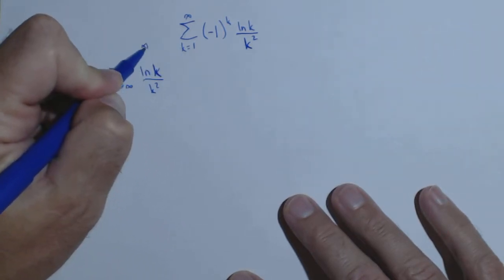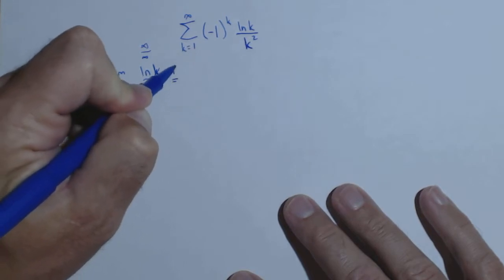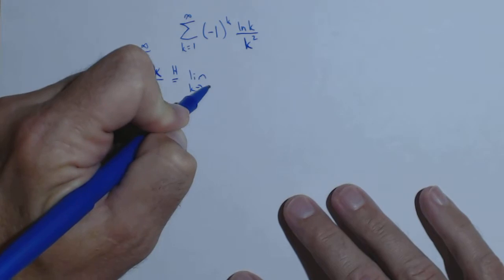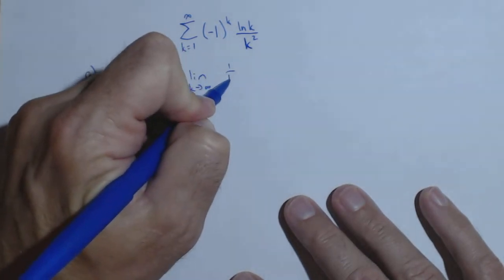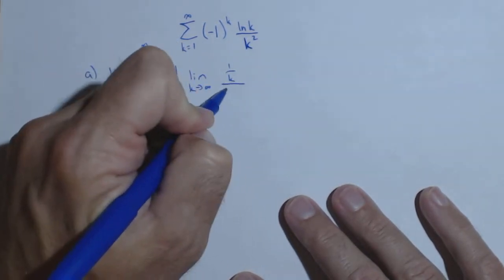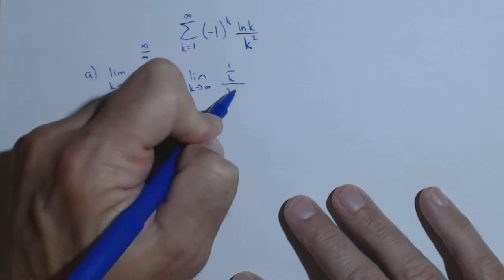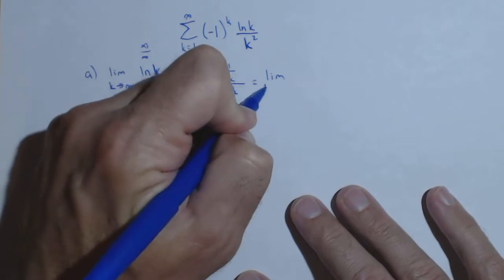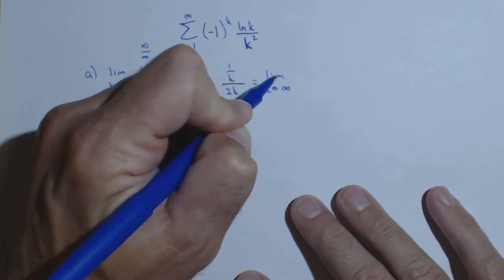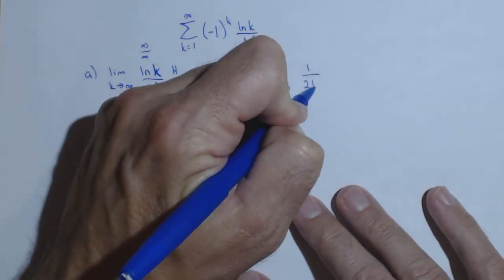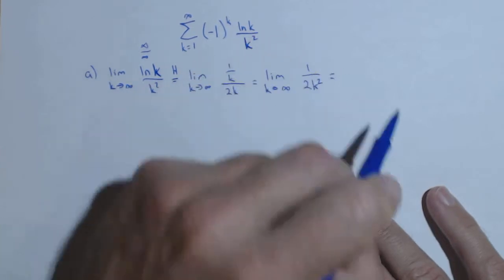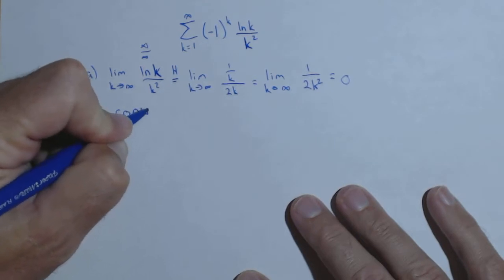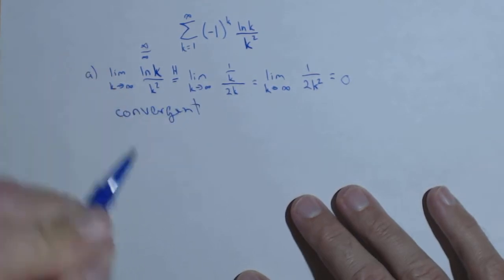Well, this is an infinity over infinity case as is, so let's use L'Hopital's. So we'll take the derivative and we'll recalculate our limit, and we'll have 1 over k over 2k. So simplifying, we got the limit as k goes to infinity of 1 over 2k squared, which we can see is going to go to 0. So it turns out this is a convergent series.